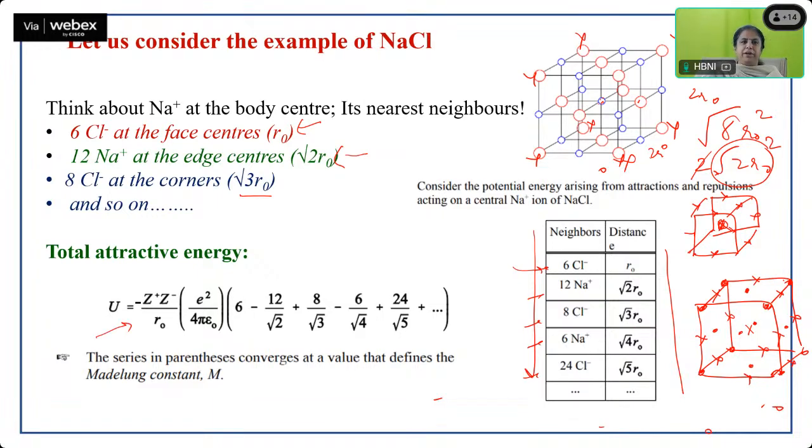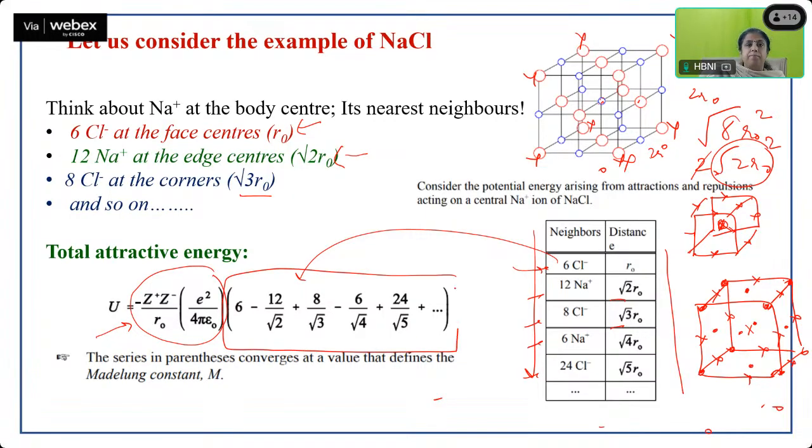Ultimately, we come to this expression. So this entire thing comes out, and these factors divided by these will come in the bracket. This particular term is called M, or Madelung's constant. Now, how did you reach this value? By considering how many chloride were surrounding sodium, how many sodium were surrounding sodium, and so on. That depended upon what crystal structure you actually have. So if there are two compounds which have the same structure, their Madelung constant would be the same.